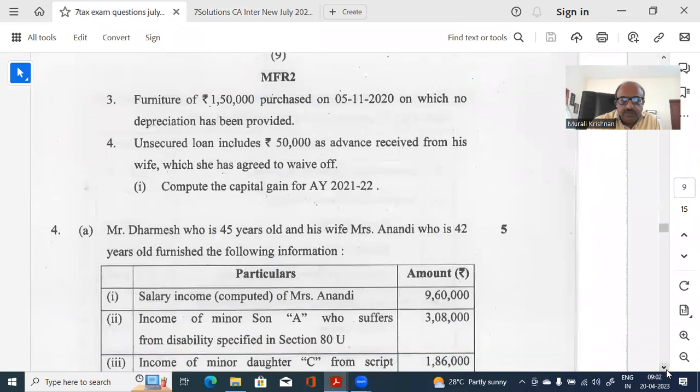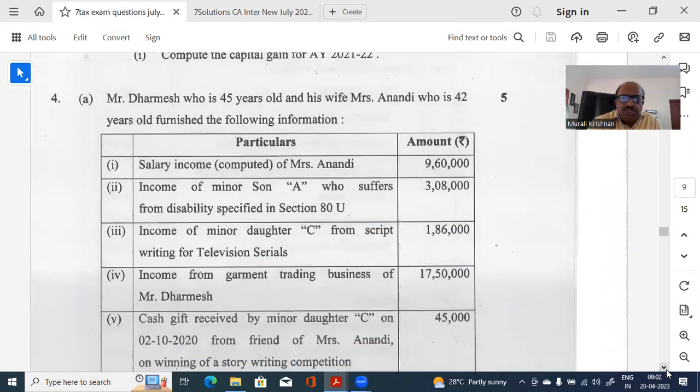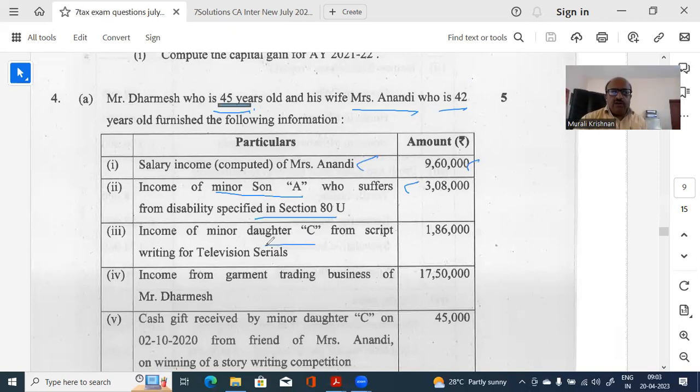Next. Again, a beautiful problem. Dharmesh is 45 years old and his wife, Mrs. Anandi, is 42 years old. Salary income of 9,60,000. Minor son A, who suffers from disability under 80U, 3,08,000. So the question is clubbing. When you see minor and all that, it means clubbing. Whether it should be clubbed or not. Minor daughter, script from a television serial, 1,86,000. Garment trading, Dharmesh, 17,50,000.